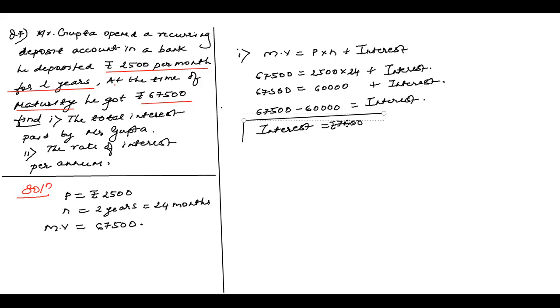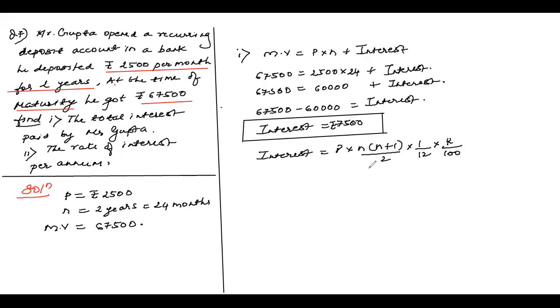Now the second part. What does the second part ask, children? The rate of interest per annum. I want R. What is the formula for interest? Interest is equal to P into N into N plus 1, the whole thing upon 2 into 1 by 12 into R by 100. Put all these values, children. Only R is unknown.